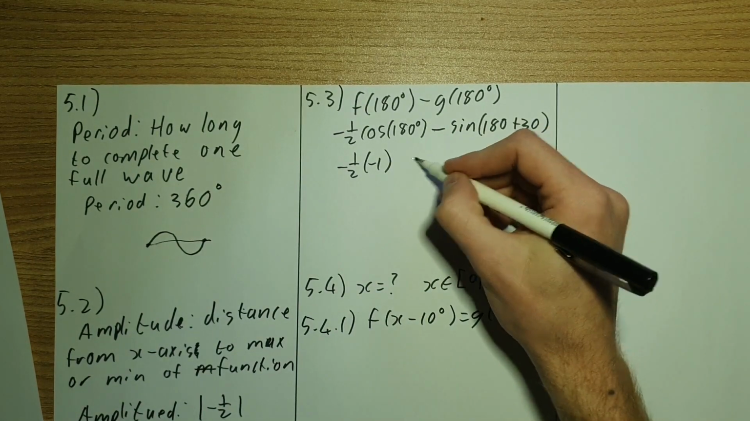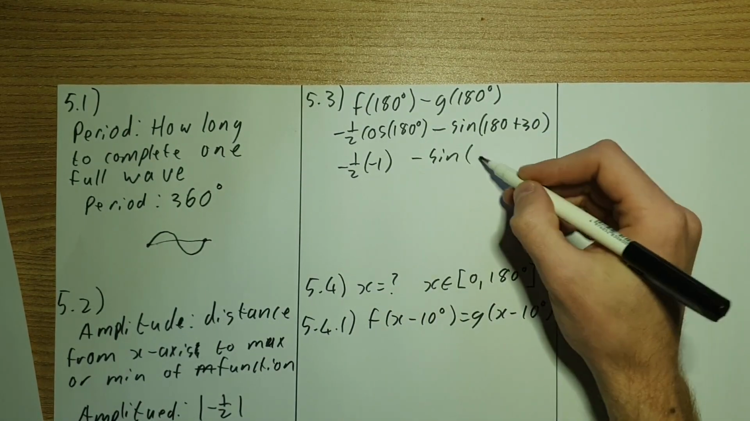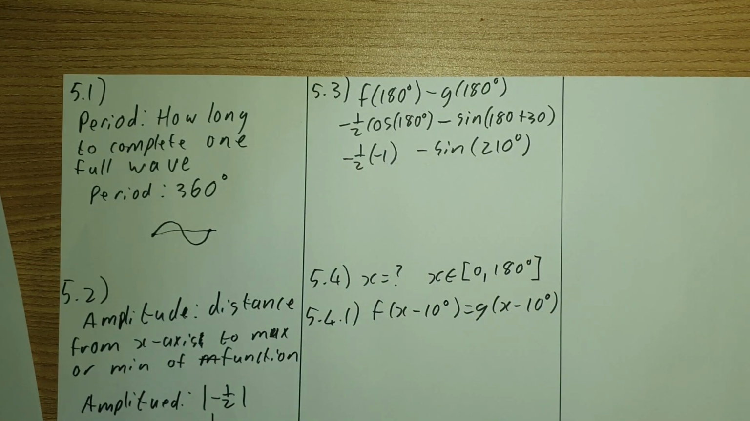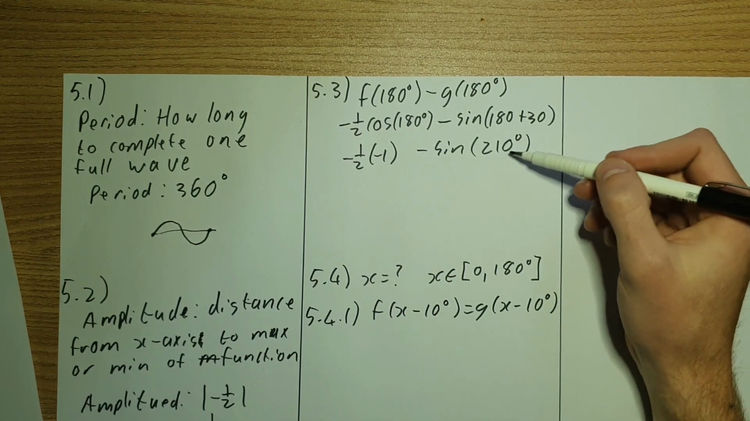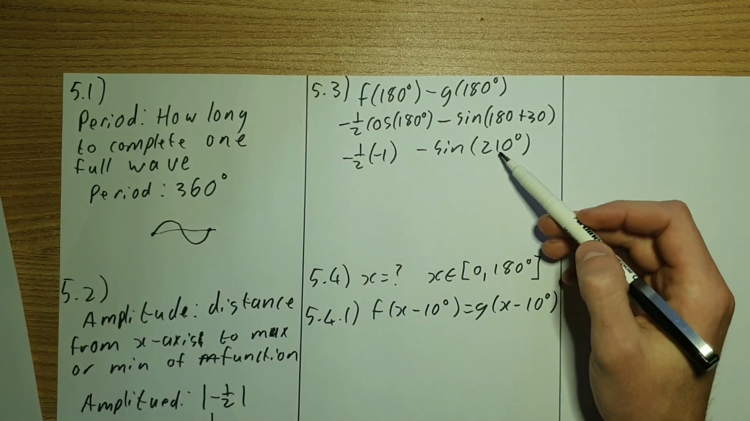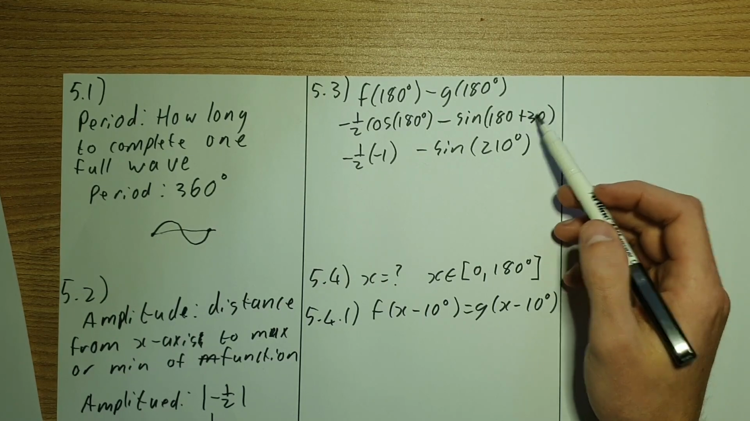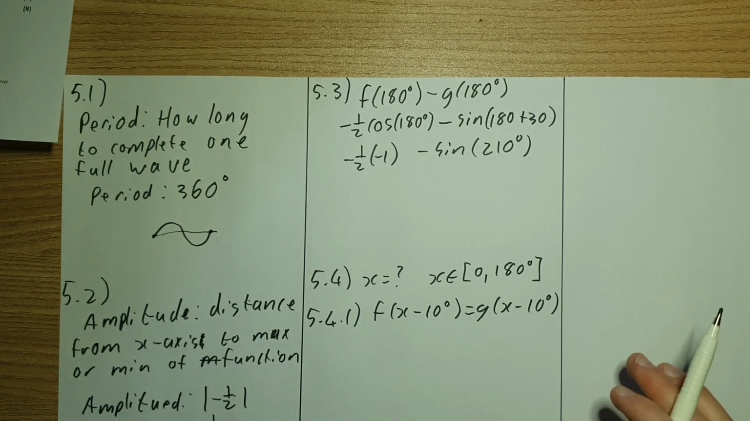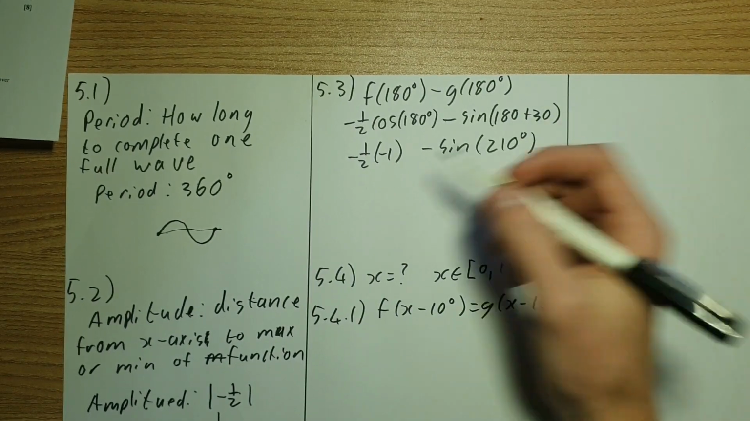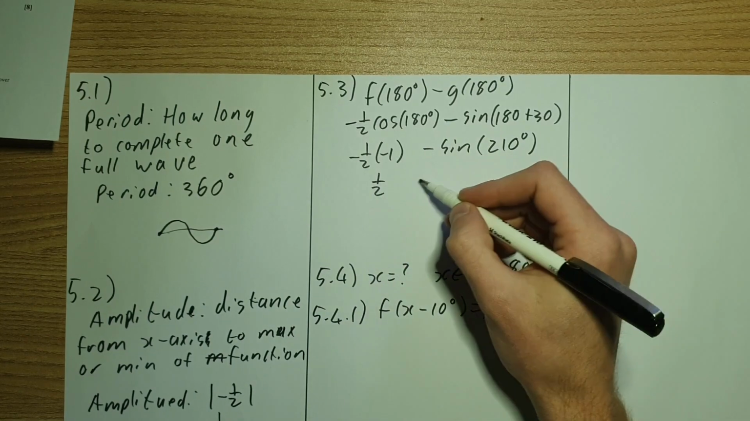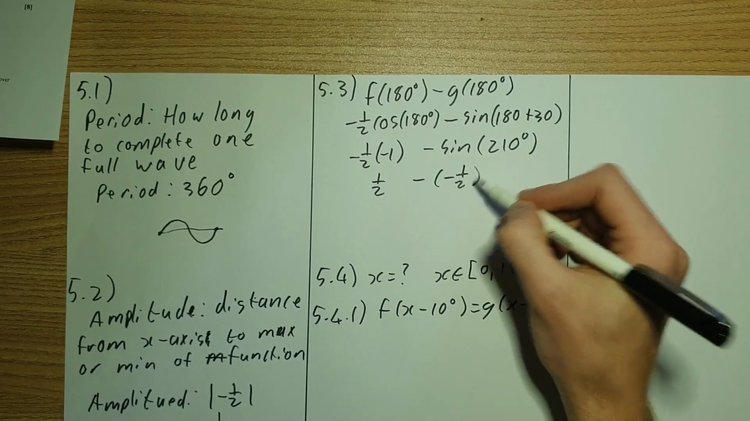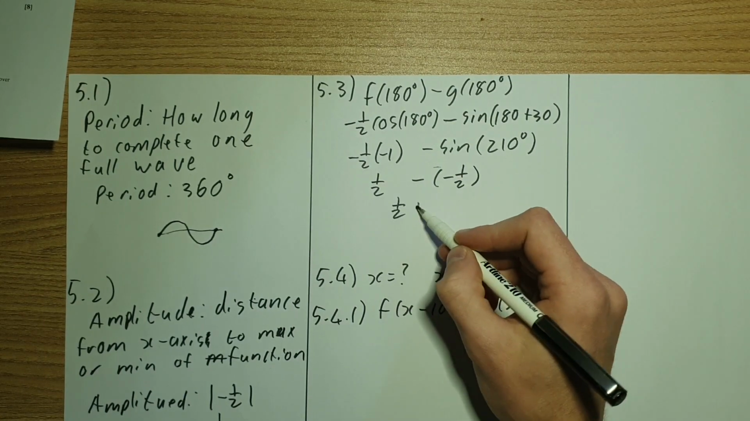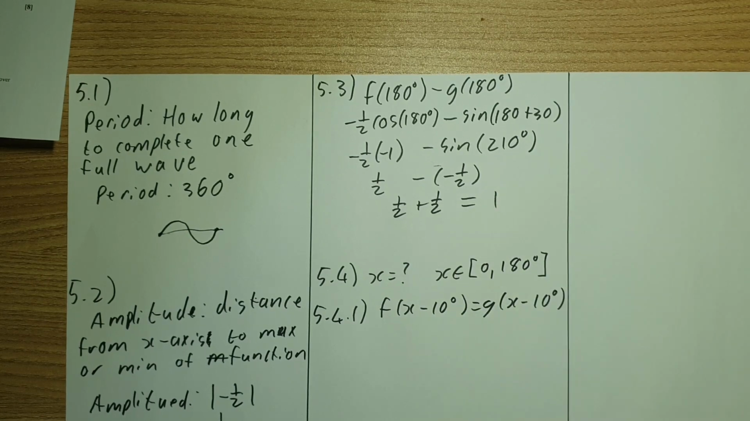Now we're going to end up with sine of 210 degrees. 210 degrees is in the third quadrant, so sine will be negative, and we're dealing with sine of 30, which is a half. So we're going to end up with a half minus negative a half. So we have a half plus a half because of these two negatives, which is then going to equal 1.